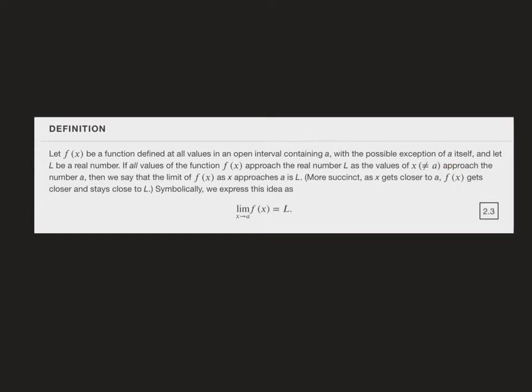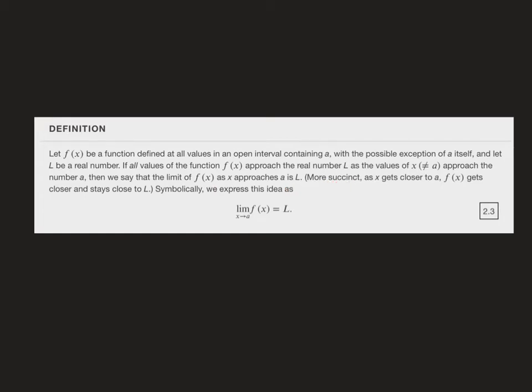It can be an open circle. It matters what's happening around 2 as you get closer to 2. And let L be a real number. So L we're using for what the limit is. If all values of the function f of x approach the real number L as the values of x, they don't have to be equal to a, approach the number a, then we say that the limit of f of x as x approaches a is L.